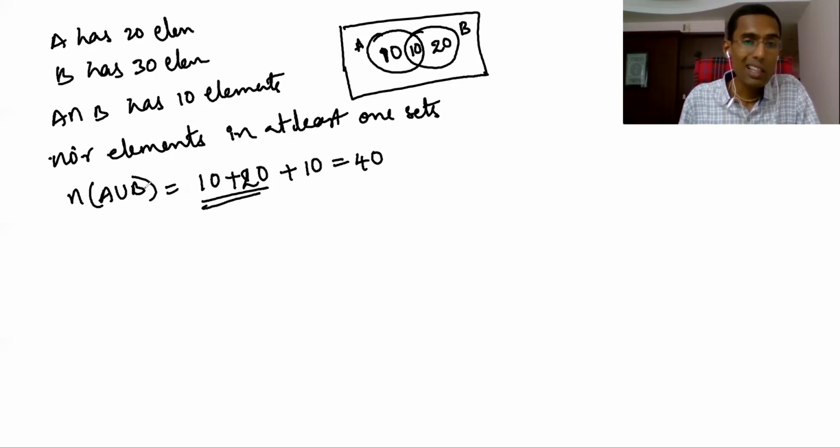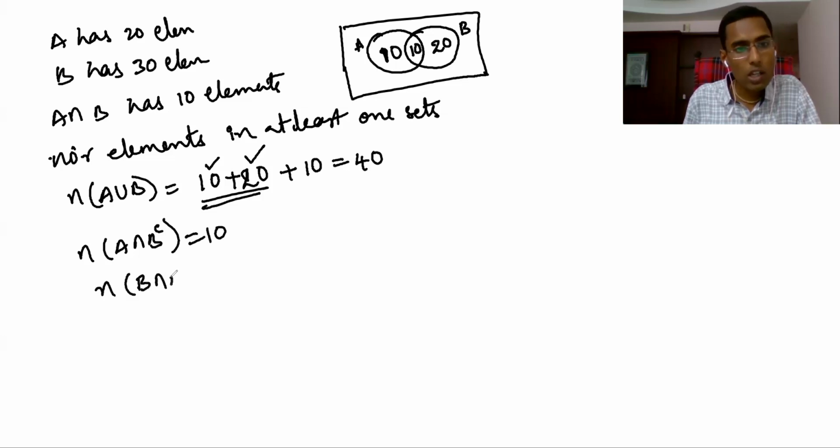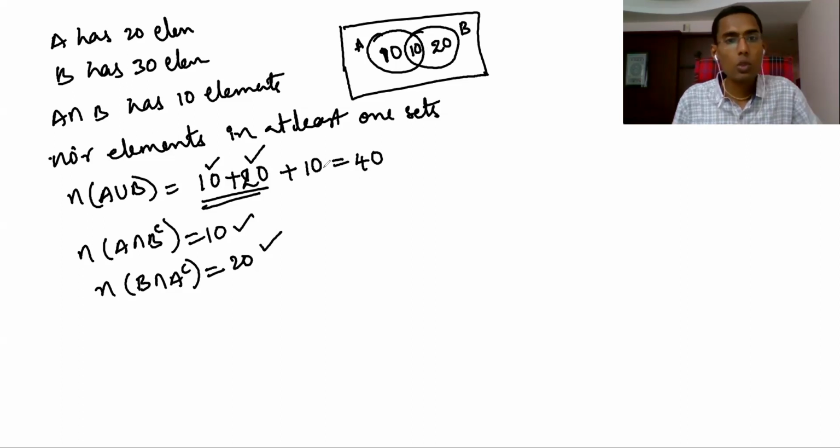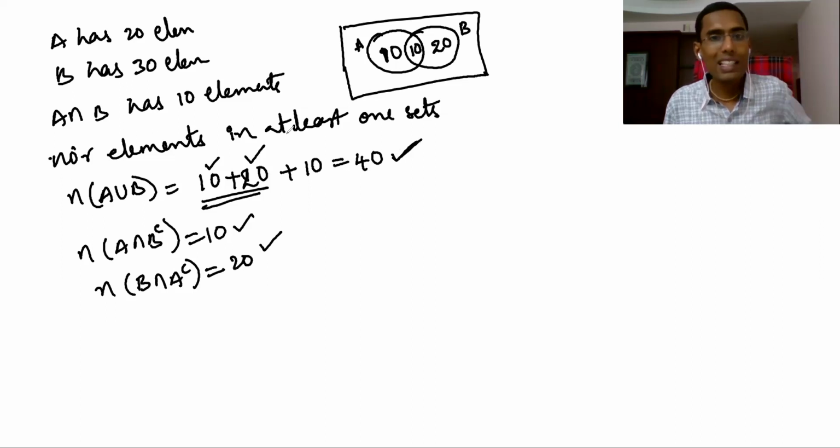At least one. That's the reason I'm writing. At least one means the number of elements in A union B. At least one means one or more. Number of elements present in exactly one set. Number of elements present in A and not B is 10. Number of elements in B and not A is 20. That means number of elements present in exactly one set is 30. Number of elements present in both the sets is 10. So total is 40. So at least one means that.